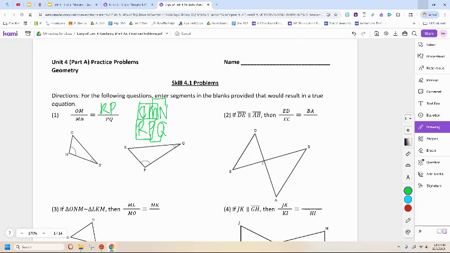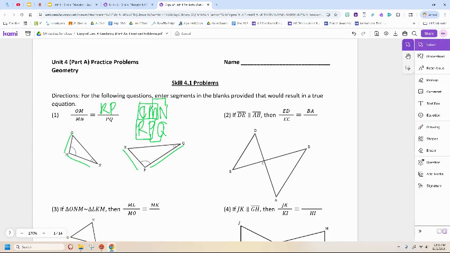So you're kind of looking, and you can do it with the pictures as well. Like OM over MN equals something over PQ. So what do I need? I need this one. But when the orientation is changed around, it's a little bit harder.